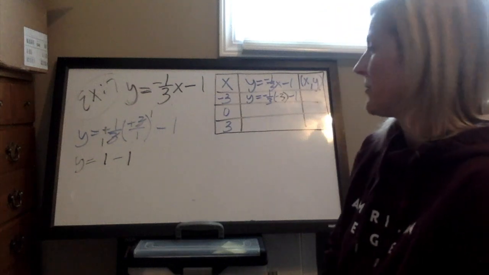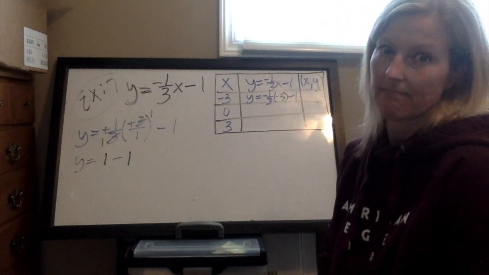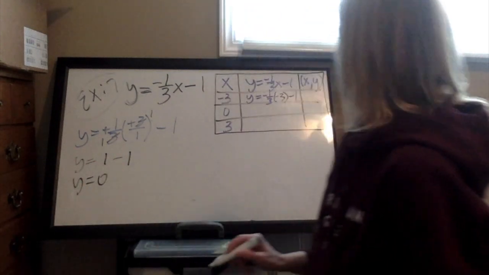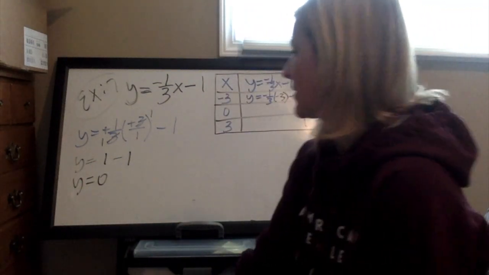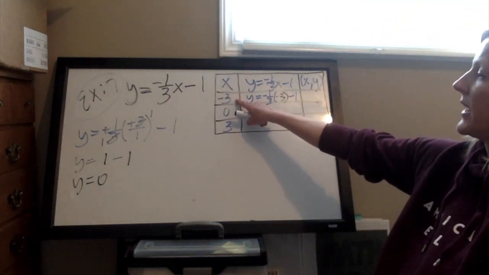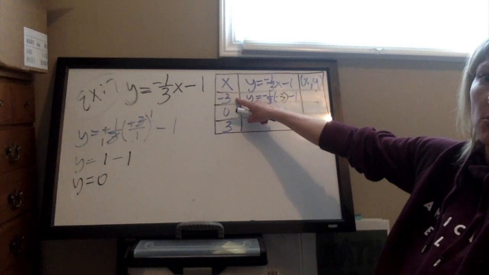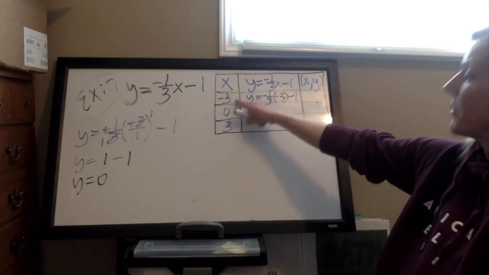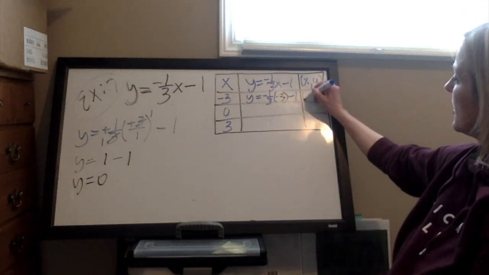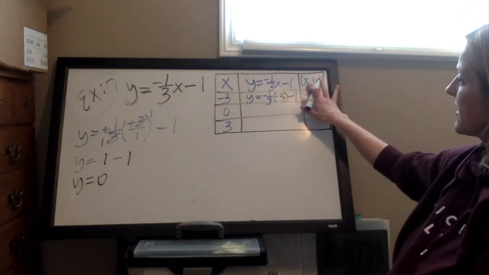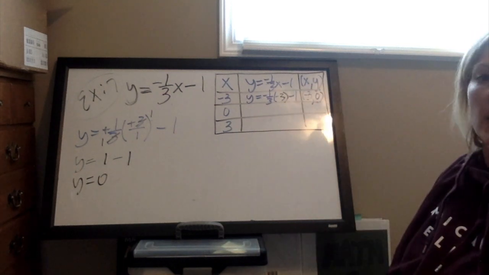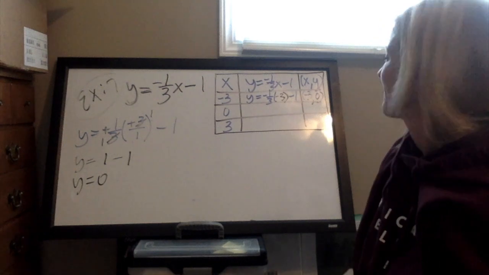Okay, so 1 minus 1 gives me 0. All right, so y equals 0. So now I know what y equals. It equals 0. So I'm going to go back up to my chart, and I'm going to rewrite -3 as my x, and then I'm going to write 0 as my y. So over here, I'm going to go -3, because the x goes in front in an ordered pair, comma, 0. And then I'm done with that.